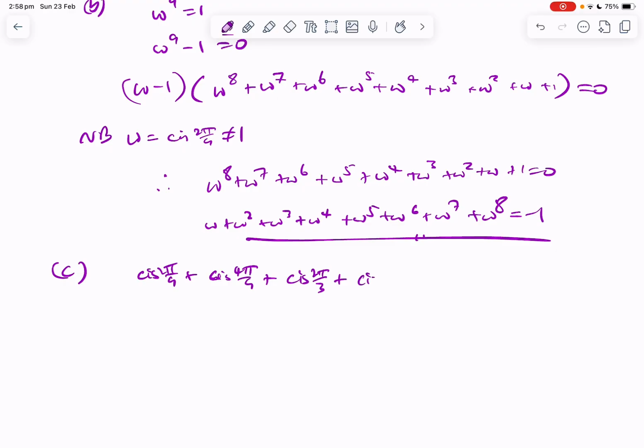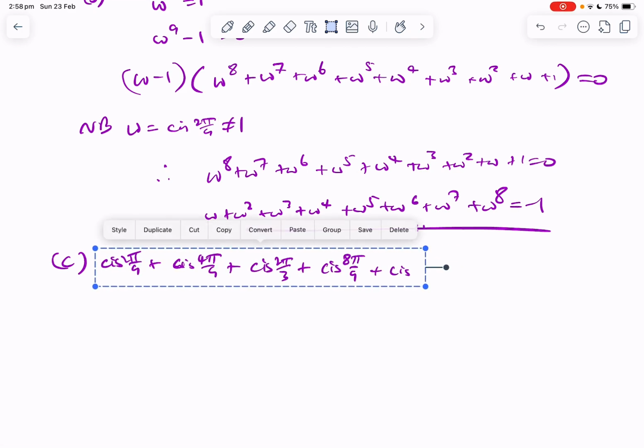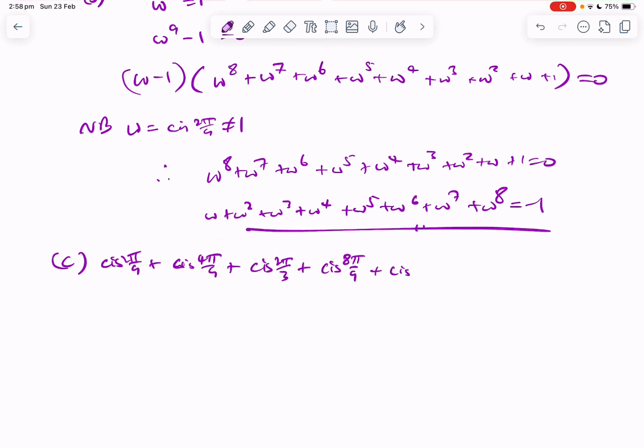Omega to the 4th is the cis of 8 pi on 9, which I'm going to write like that for now. The next one is the cis of 10 pi on 9, but by understanding of the unit circle, 10 pi on 9 will give you the same cis as negative 8 pi on 9. It's the same place on the unit circle. The cis of 12 pi on 9 is the cis of negative 2 pi on 3. The cis of 14 pi on 9 is the cis of negative 4 pi on 9.